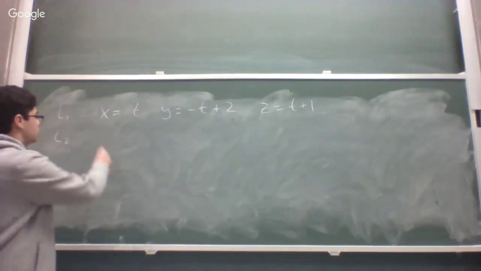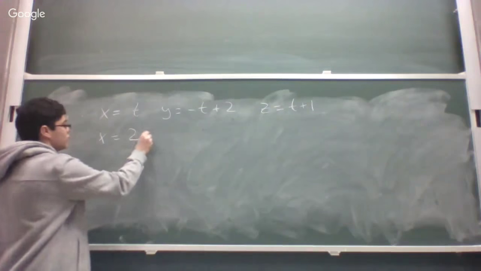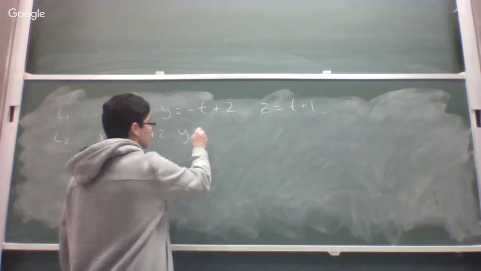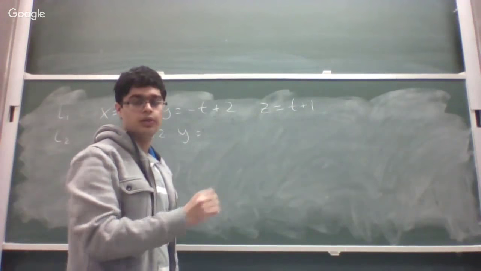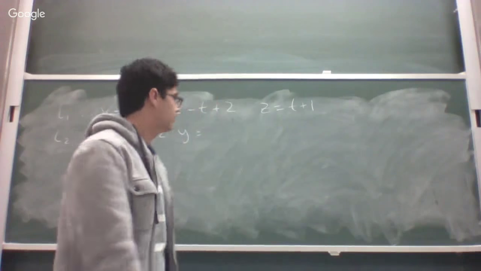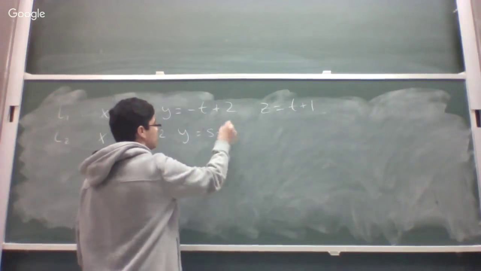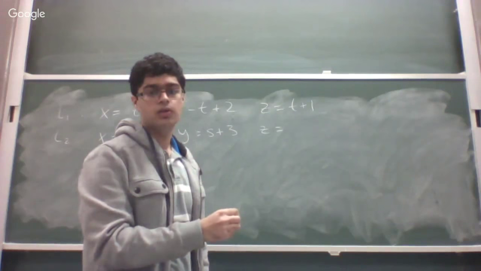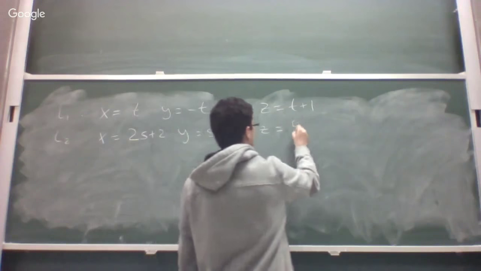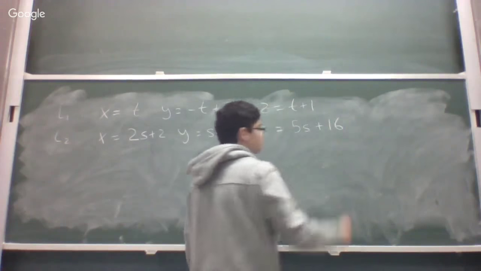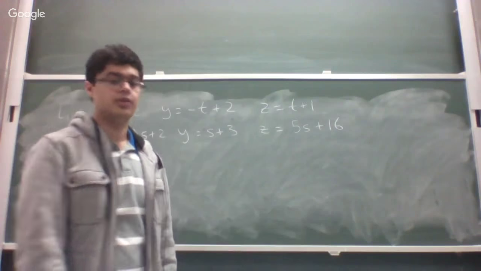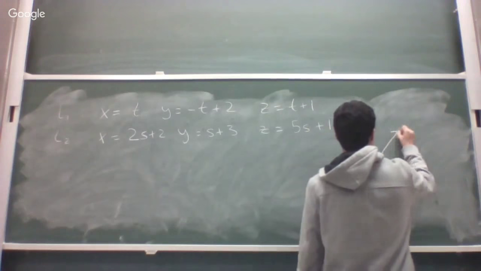Line 2 is x is equal to 2s plus 2, y is equal to s plus 3, z is equal to 5s plus 16. Okay? And then I'll draw it quickly.